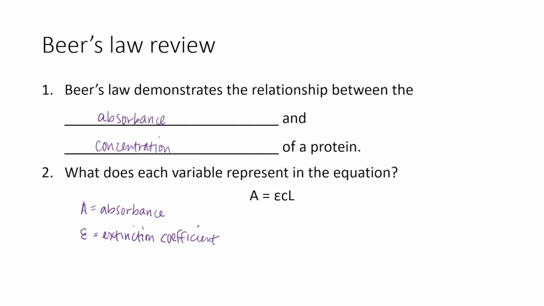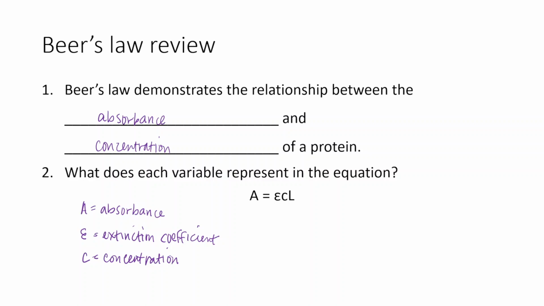Yeah, every protein has its own epsilon. All right, what about our other variables? C is concentration. And what about L? For Lucas. Yeah. If only. We all wish we could have an equation with our own name in it.